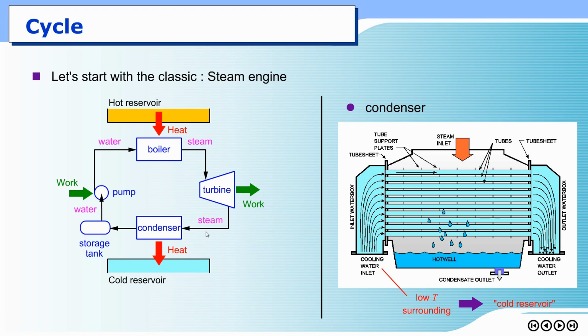And the reason that we need liquid water is that any gas passing through the pump would damage the impeller of the pump. We cannot use the pump to transfer gas from one side to another. We need the gas to be converted into complete liquid, so that the pump can be used. So at the end we have water coming out of the condenser entering the pump, and we complete the cycle.